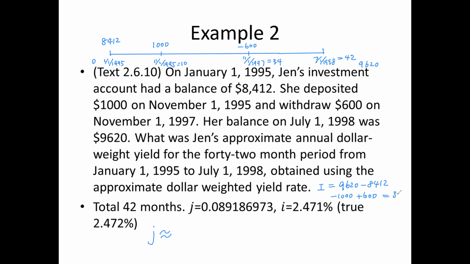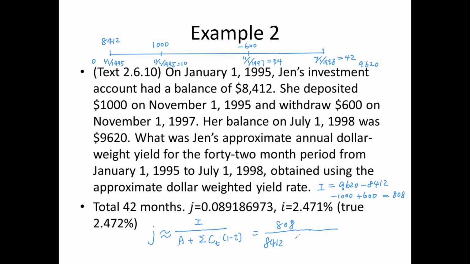That equals 808. So this is capital I over A plus the summation of the contribution times 1 minus t. Oh, by the way, we are treating 42 months as one time period. So actually it's 1. Don't put 42 here. It's one time period. And I equals 808. And then A equals 8412.